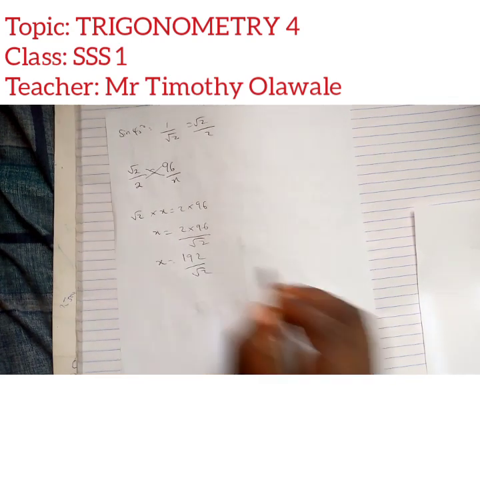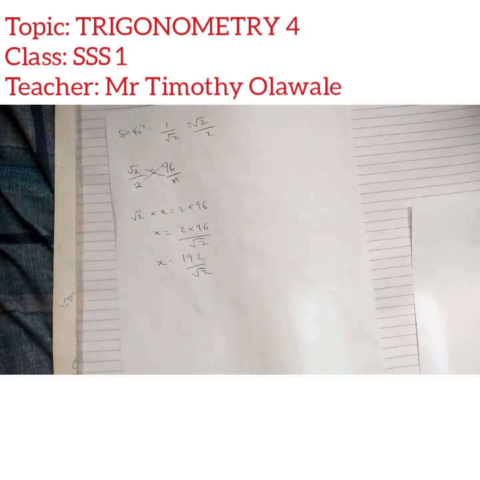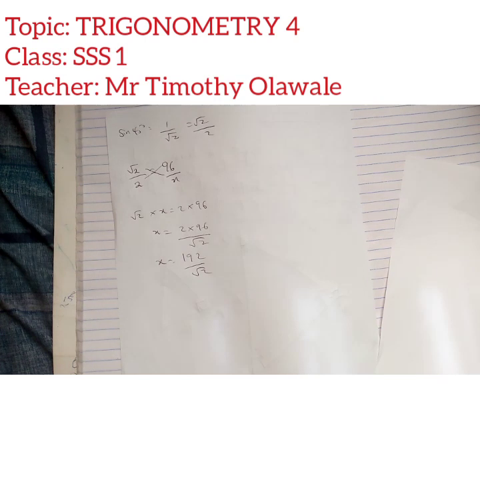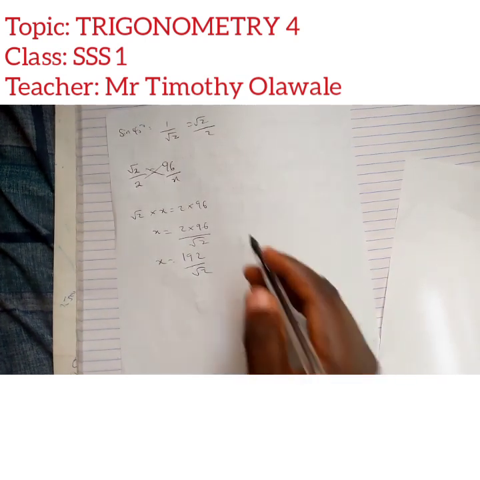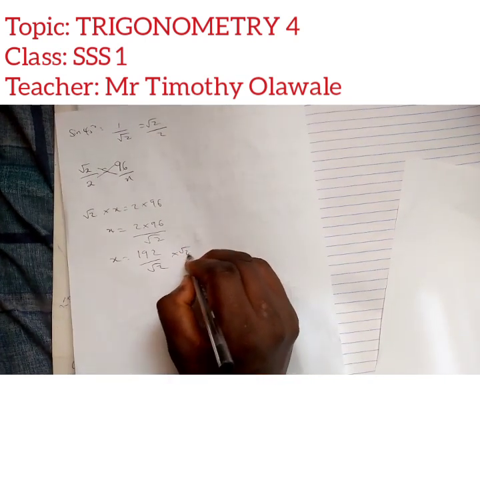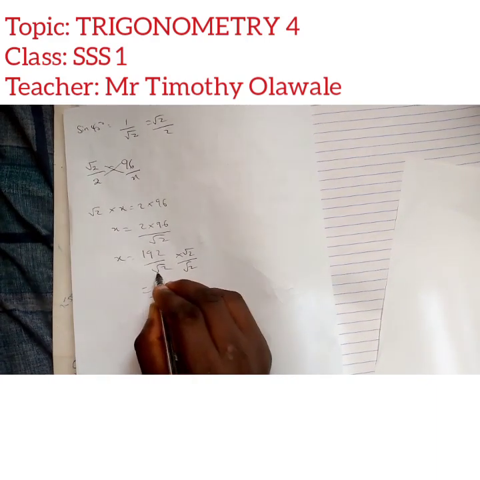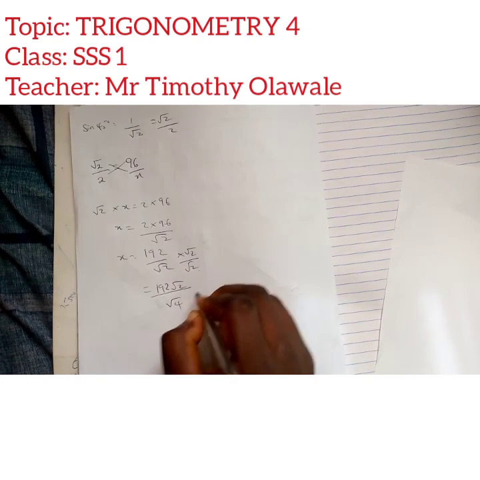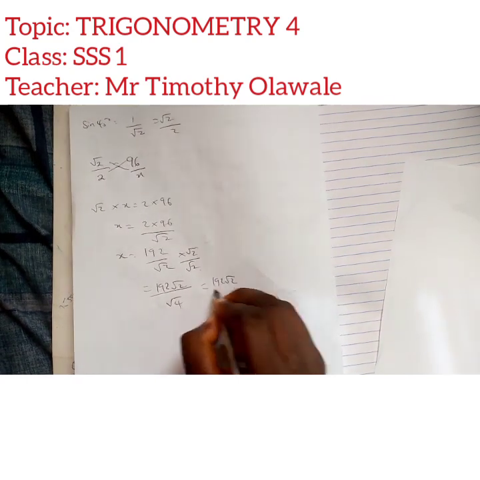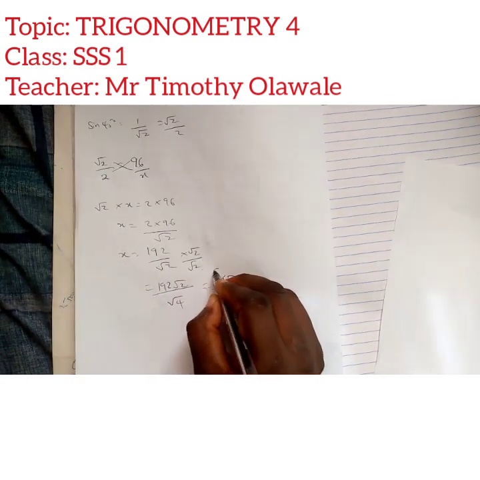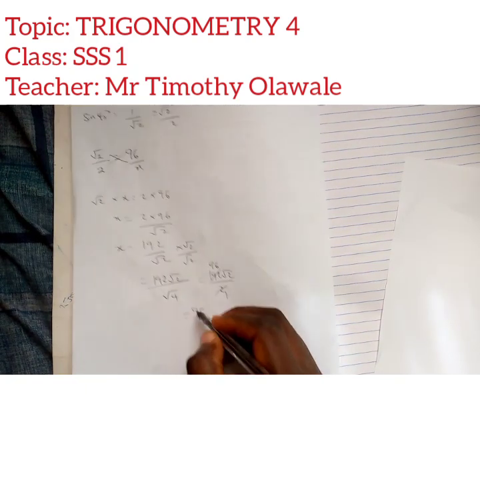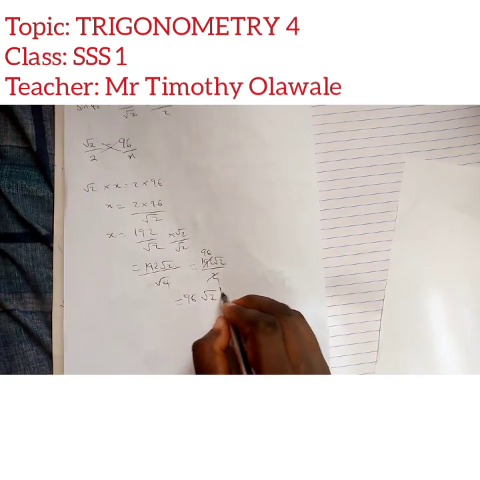192 over root 2. We cannot stop here. We have to find a way to rationalize. So this will give us times root 2 over root 2. So this will give you 192 root 2 over root 2 times root 2, which is root 4. So that will be 192 root 2 over 2. 2 here, 1. 2 in 192 is 96. So it's 96 root 2 kilometers.